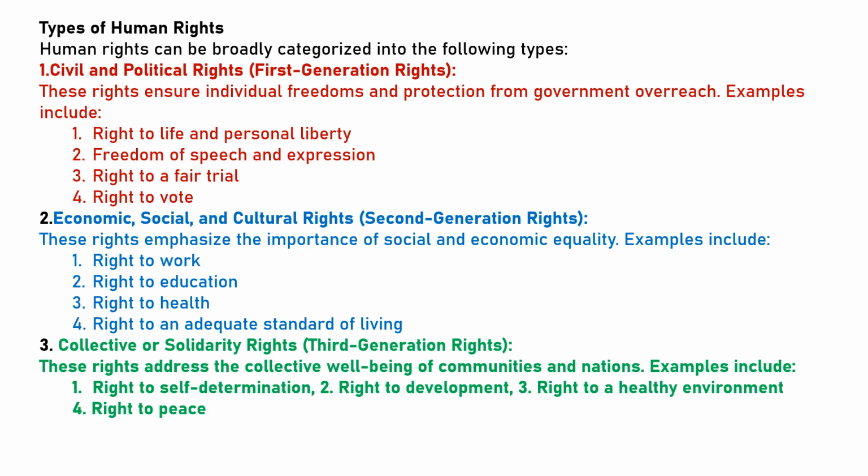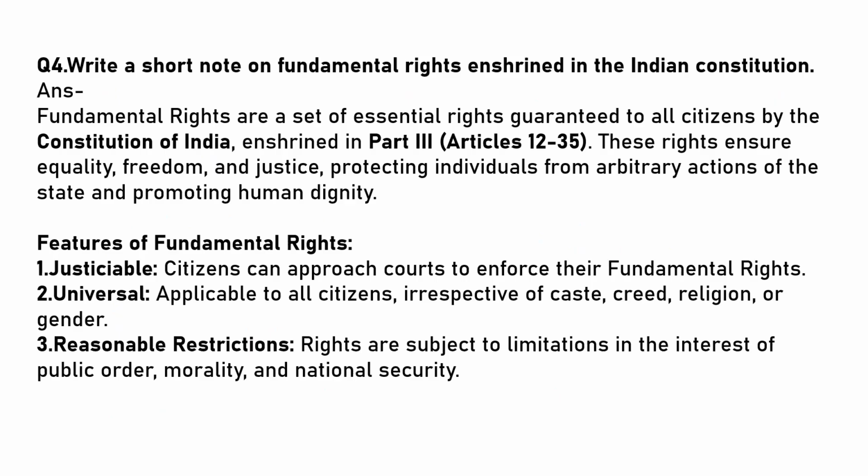Types of human rights. One is civil and political rights. They are first generation rights. They include right to life and personal liberty, freedom of speech and expression, right to a fair trial, right to vote. Second generation human rights: economic, social and cultural rights, right to work, right to education, right to health, right to an adequate standard of living. Third generation of human rights: right to self-determination, right to development, right to a healthy environment, right to peace.